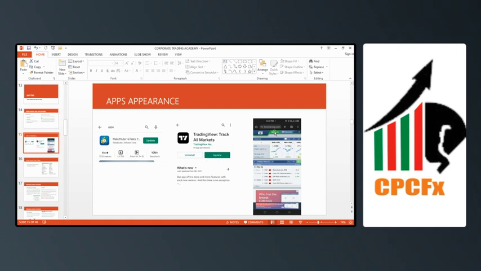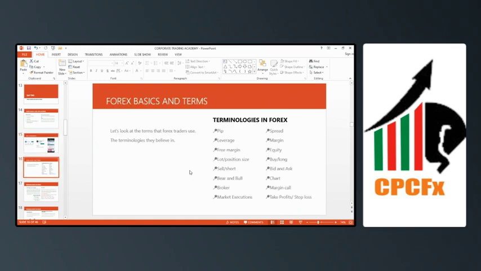Get TradingView and also Forex Factory on your phone, so that when you are trading, you can check all of them side by side before you place any trade order. This will now take us to the basic terms that you'll be hearing about forex. As a forex trader, you can't just trade without knowing the terms used in forex trading.